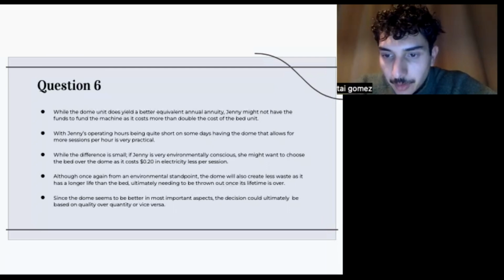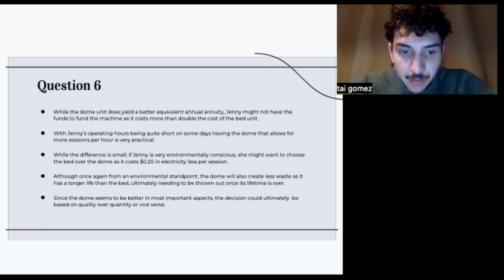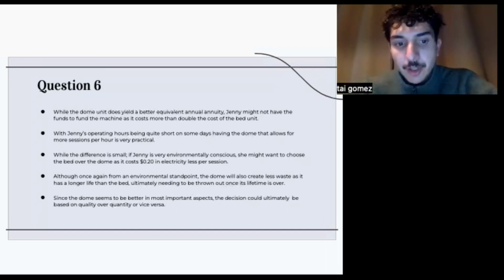Although once again, from an environmental standpoint, the dome will also create less waste as it has a longer life, the bed ultimately needing to be thrown out once its lifetime is over. And the final bullet point is basically just summing up that if Jenny wants to choose quality over quantity or vice versa, though with all these bullet points, it is leaning a bit more towards the dome.